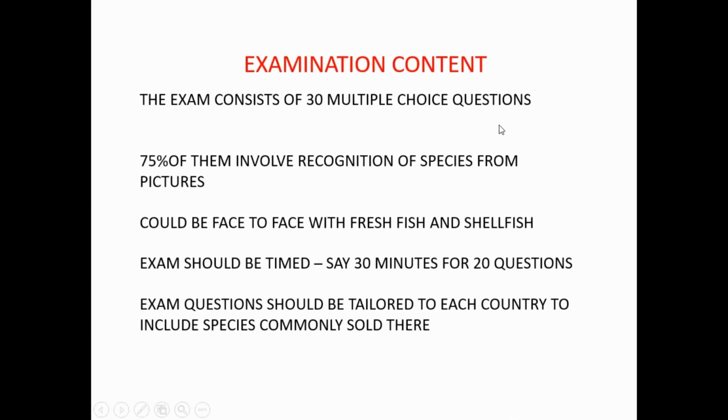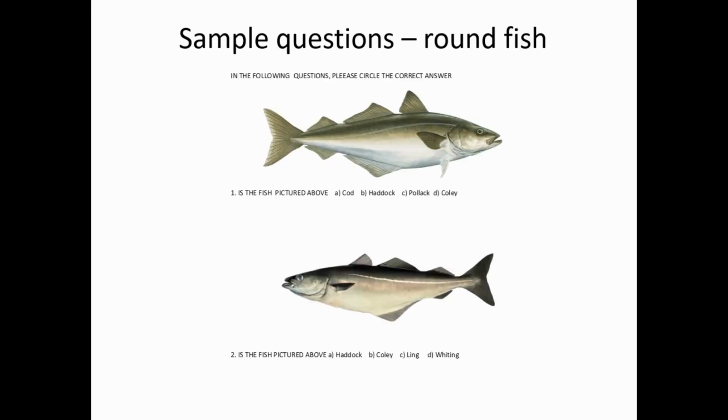The examination consists of 30 multiple choice questions. About 75% of them involve recognition of species from pictures, but if possible, this should be done face to face with fresh fish and shellfish, as it's much easier to identify from fresh fish than from pictures. And maybe the examination should be timed, and the questions again should be tailored to each country to include the species which are commonly sold there.